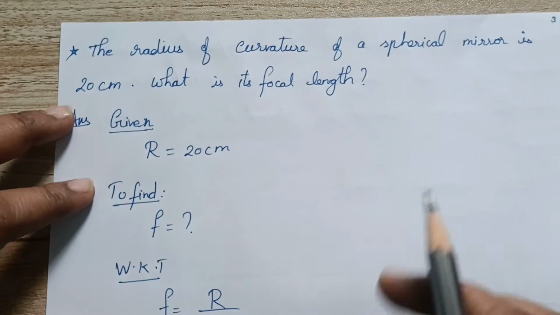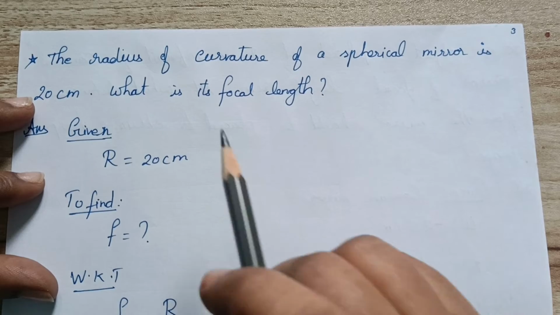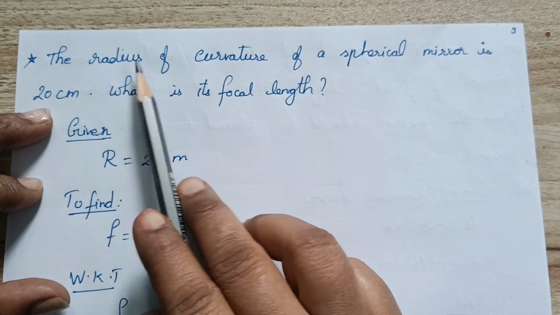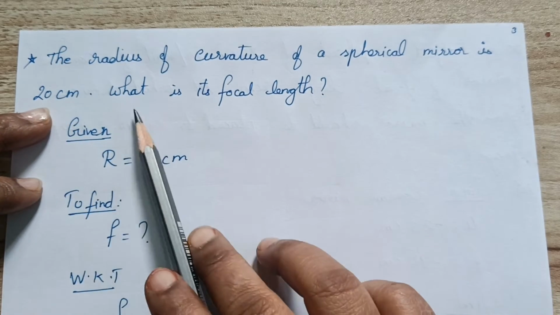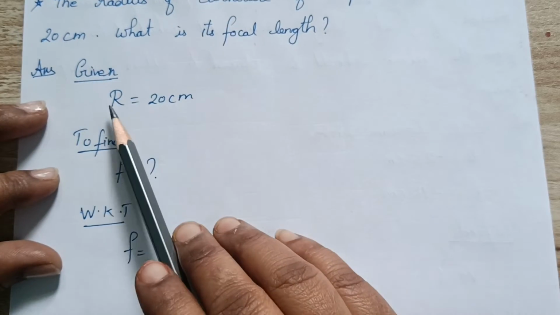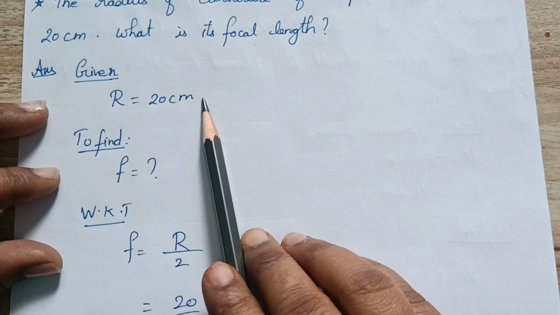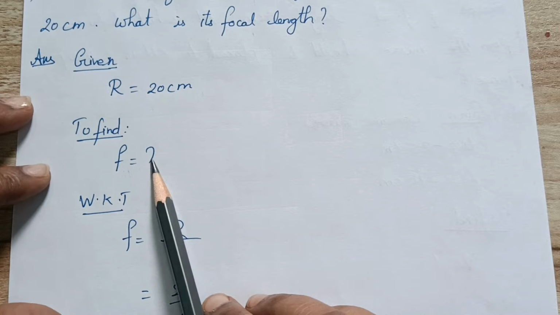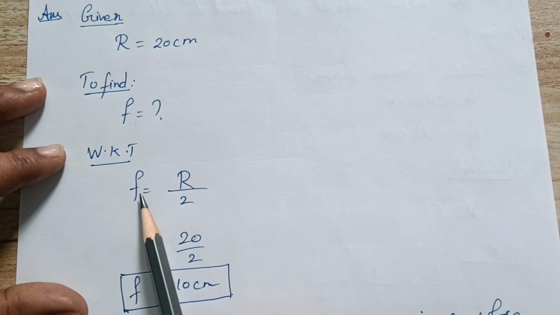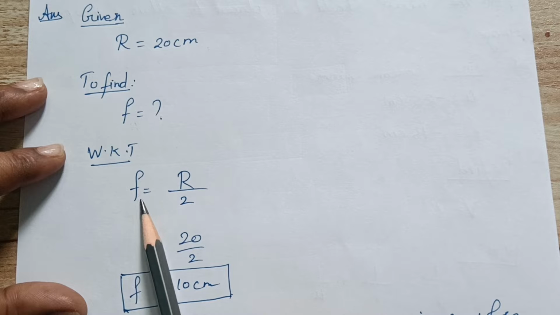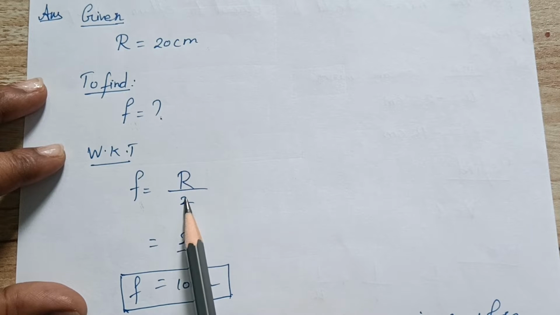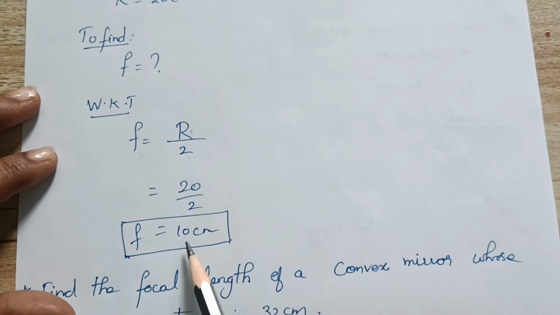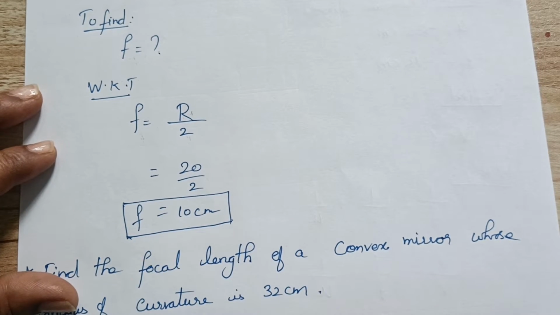We'll move to the numericals. Few numericals. The radius of curvature of the spherical mirror is 20 centimeter. What is its focal length? So what is given? R equals 20 centimeter. We are supposed to find the focal length. We know the relationship between f and r: focal length is half of the radius of curvature, r divided by 2. So what is your r? 20. 20 divided by 2 equals 10. So f equals 10 centimeter.